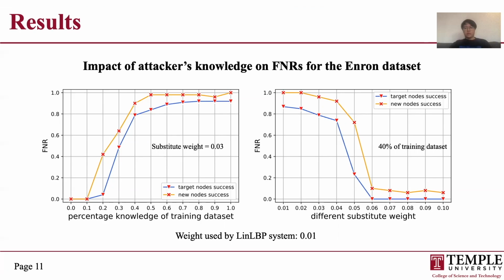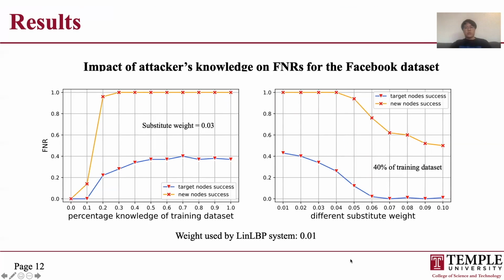As we can see, the results show the false negative rate decreases as the substitute weight goes further away from the true weight, which is 0.01 here. But the attacker still has a lot of chance to find a close substitute weight to make the attack successful.